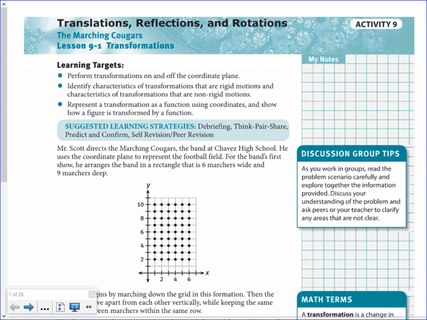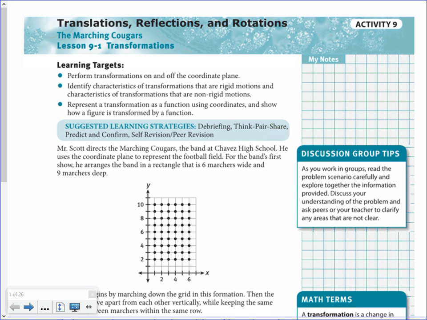Alright, so today we are going to be looking at lesson 9.1, dealing with transformations. This is a new activity. Activity 9 deals with translations, reflections, rotations, but today we're just going to start with some transformations. Some of this may be concepts that you've heard in previous math courses. Some of them may be terms that you know. You may know a little bit about this, and some of you may know nothing about it.